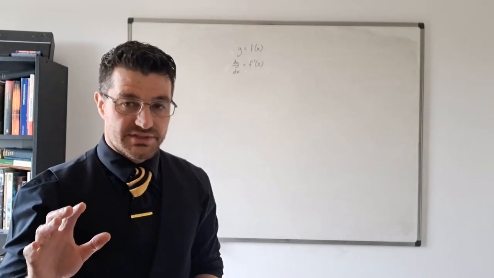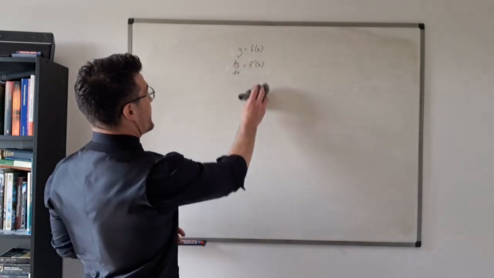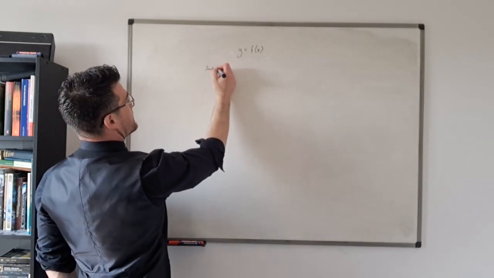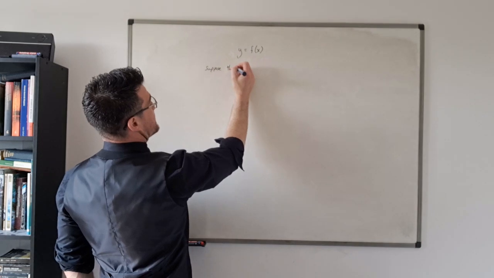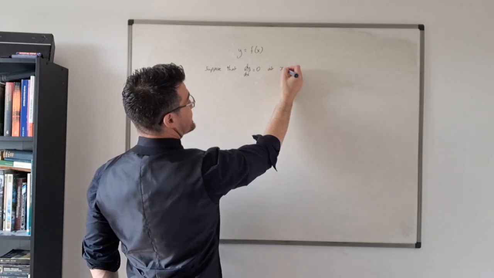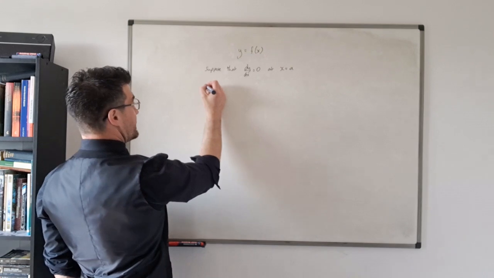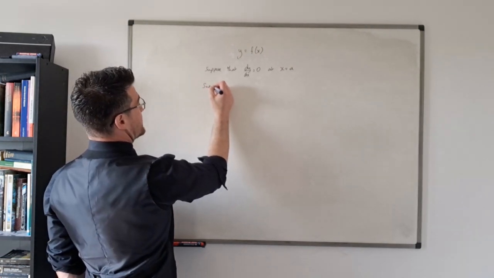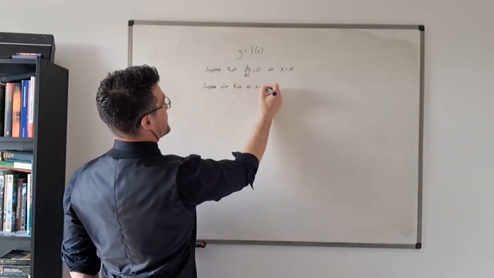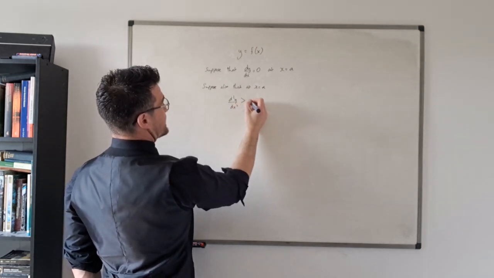So let's have a look at the second derivative test. What does the second derivative test say? So we've got y equals f of x. Now suppose that dy by dx equals 0 at some point x equals a. And then suppose also that at x equals a, d2y by dx squared is greater than 0.